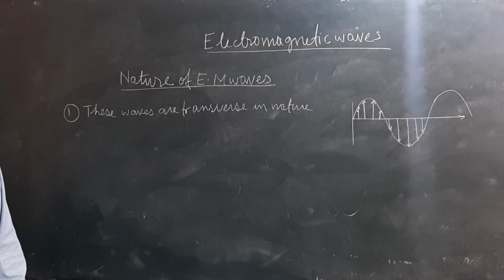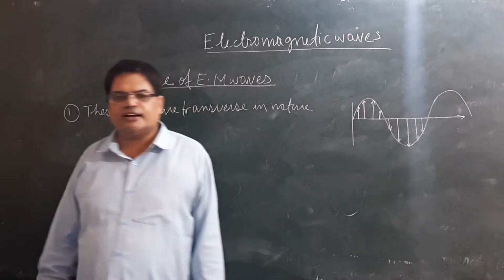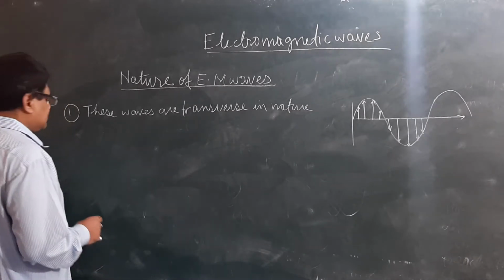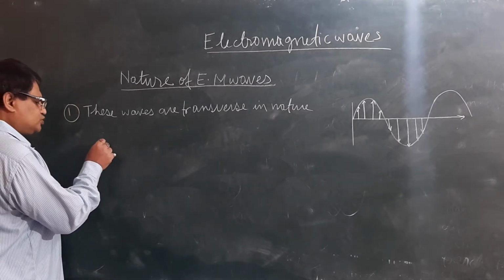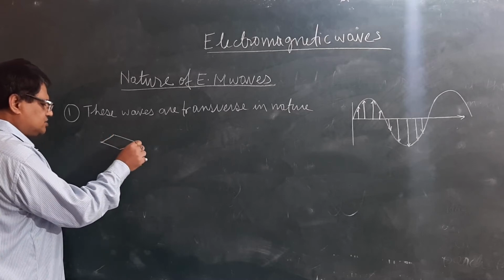Second nature is that the electromagnetic waves are produced by accelerated charges. Let us see how these charges are accelerated. Suppose there are two electrodes like this. These are the two electrodes.